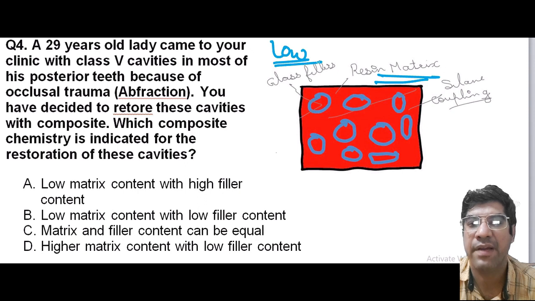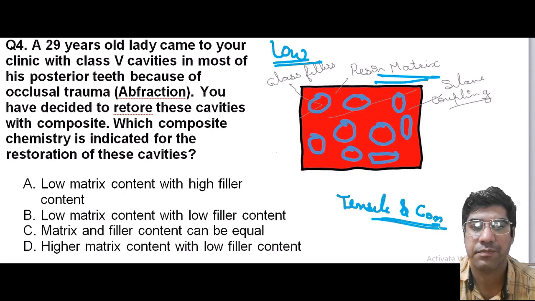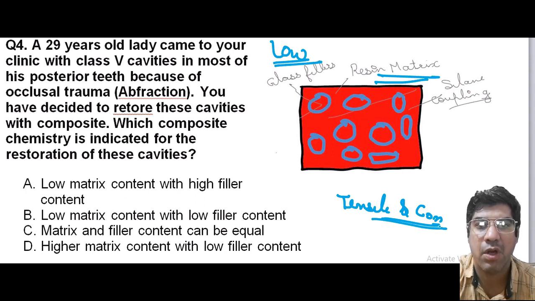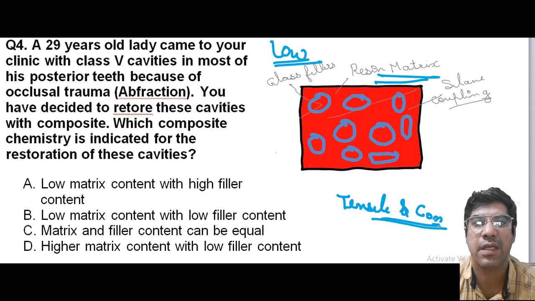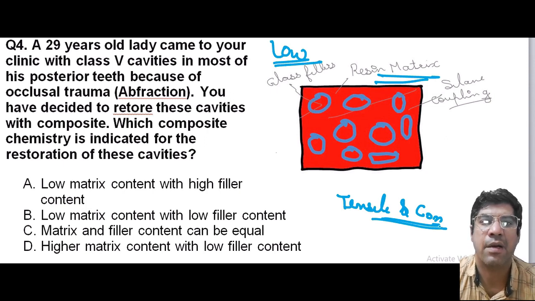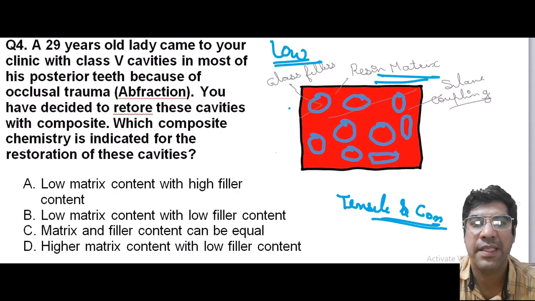We know class 5 cavities in abfraction lesions often result from flexural forces rather than traditional caries. So they may be more related to tensile and compressive strengths. To restore this cavity, composite resin with high matrix and lower filler content is used. Composite with high matrix content will have improved flexural properties, making them able to withstand the tensile and compressive forces that are characteristic of abfraction lesions.